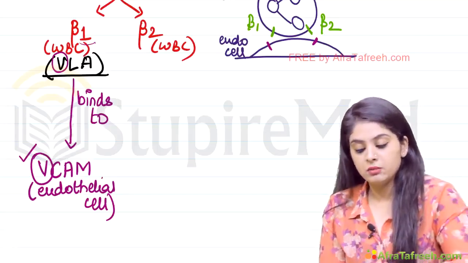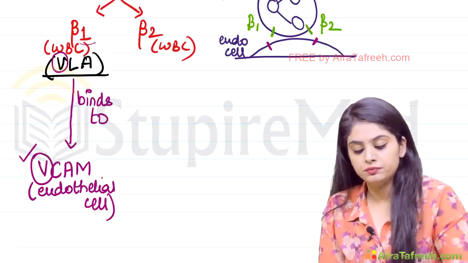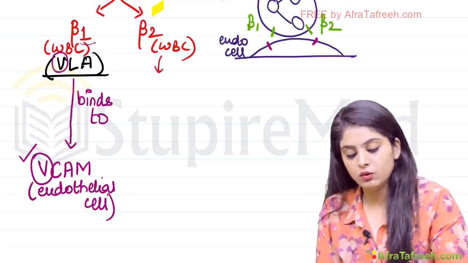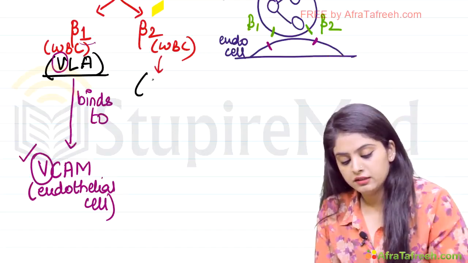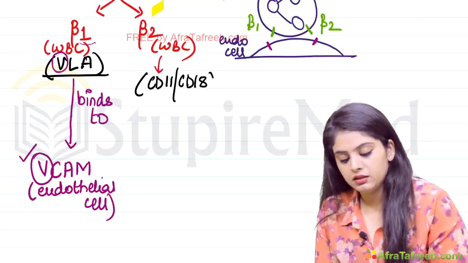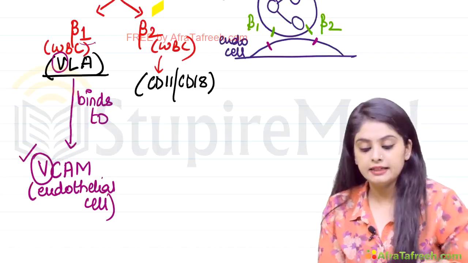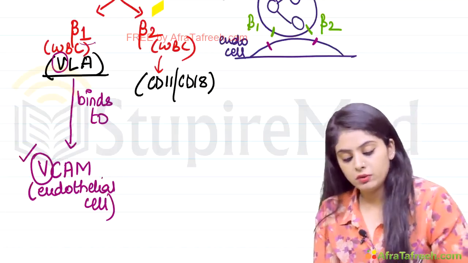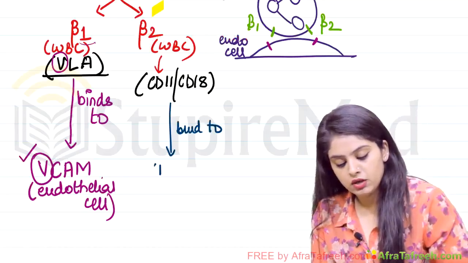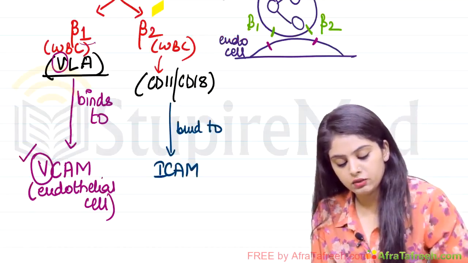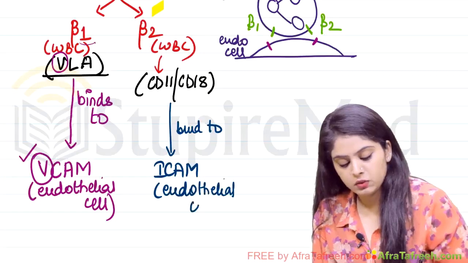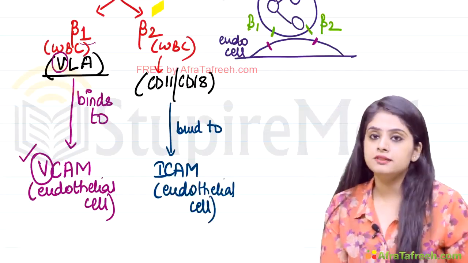Now, what is the other molecule? We had beta 2. Now in beta 2, the names given are CD11 and CD18. Now remember, what will this bind to? This will bind to ICAM on the endothelial cell.